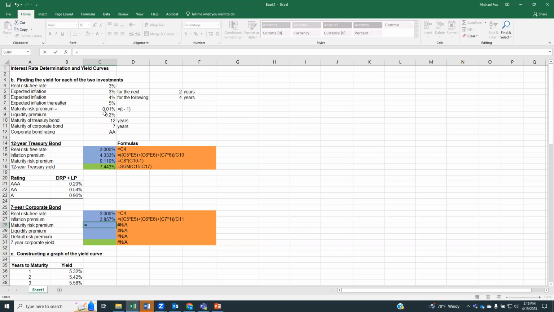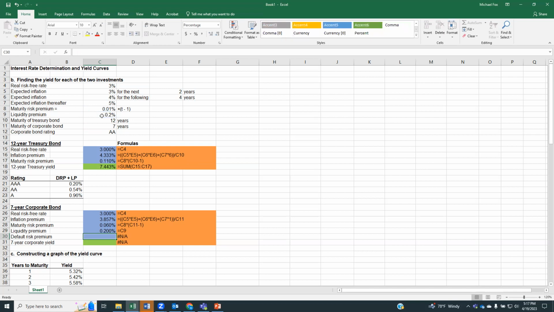This will equal, again, the maturity risk premium times t minus 1. So t is the time, so I'm going to do 7 minus 1. All right, with a corporate bond, we have a liquidity premium, which is just set here. So this is going to be 2%, gives it to us right here.